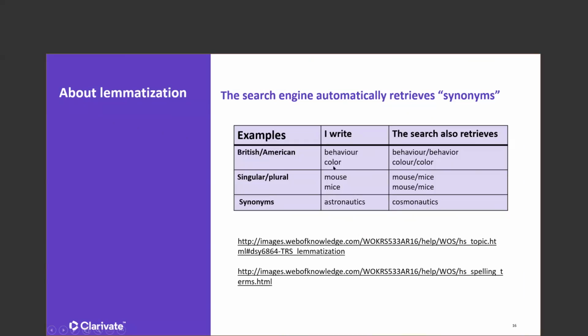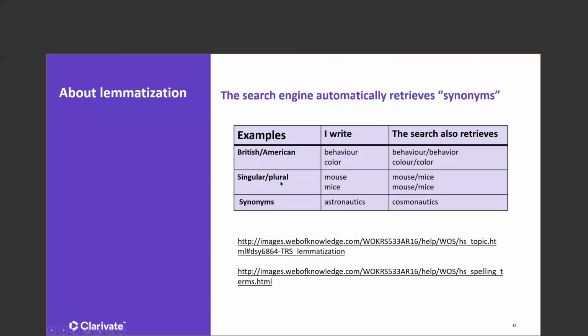In this case, I don't have to worry. Whatever is the option that I'm choosing, American or British, the Web of Science is going to search both words. Okay, so that's a simplification for all of us. We don't have to worry. It's taking into consideration the two ways of writing, color and behavior.